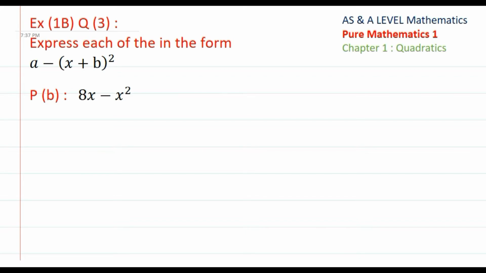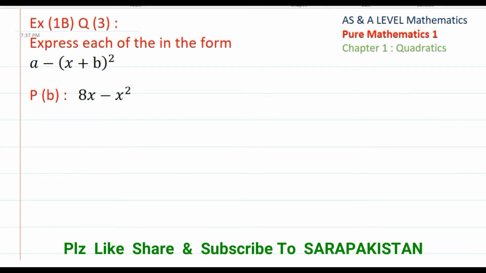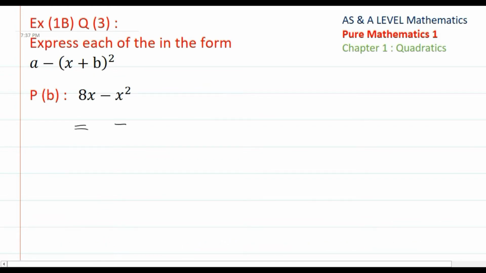We will solve question number 3 part B, 8x minus x square, and we will express it in the given form. Let's see how it works. First of all, we will rearrange it and it will become minus x square plus 8x, and then we will take minus as common and you are left with x square minus 8x, and now we'll apply the formula.